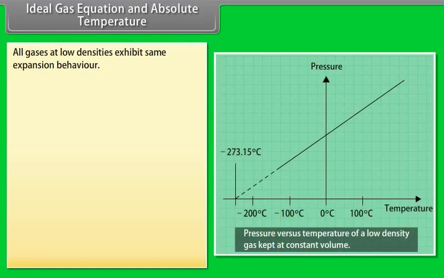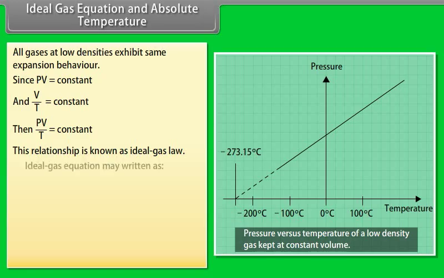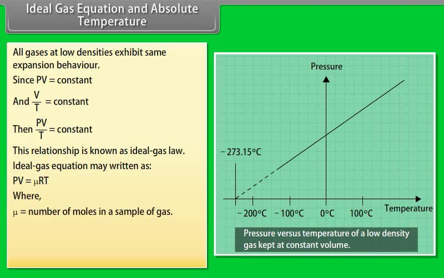Ideal gas equation and absolute temperature. All gases at low densities exhibit the same expansion behavior. Since PV is equal to constant and V/T is equal to constant, then PV/T is also constant. This relationship is known as the ideal gas law. The ideal gas equation may be written as PV is equal to mu RT, where mu is equal to the number of moles in a sample of gas and R is equal to the universal gas constant.